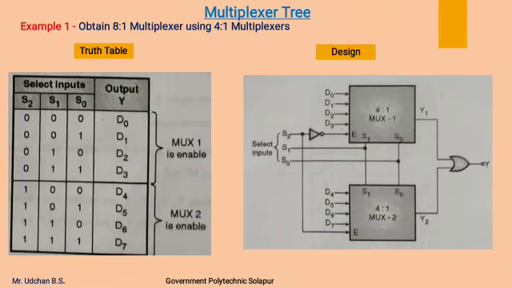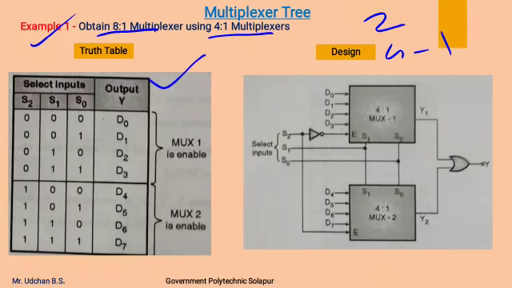Now we will see the first example, in which we have to obtain an 8:1 multiplexer using 4:1 multiplexers. First, we have to decide how many multiplexers are required to obtain the given multiplexer. Here we have to obtain an 8:1 multiplexer using 4:1 multiplexers, so we have to use two 4:1 multiplexers for our design, so that we can get 8 inputs. 4 are of the first 4:1 multiplexer and the remaining 4 are of the second 4:1 multiplexer.